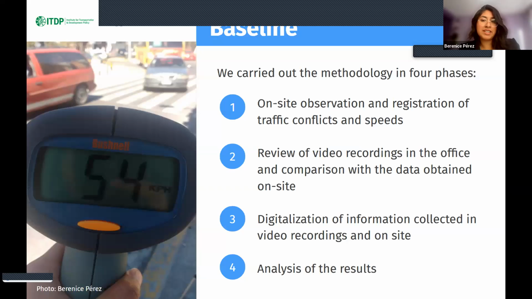So what was our baseline for this analysis? We worked in 4 phases. The first was that we observed and registered the traffic conflicts and speed in situ. Also, we reviewed the videos in our office and compared the data obtained in situ. We digitalized the information collected in videos and in situ. And finally, we analyzed the results.